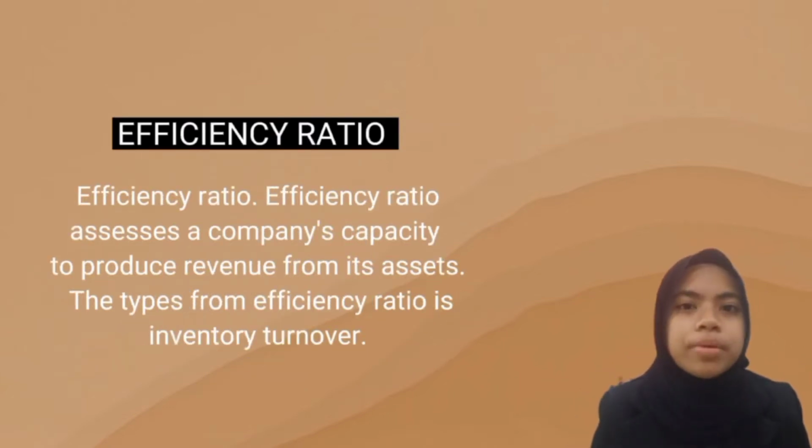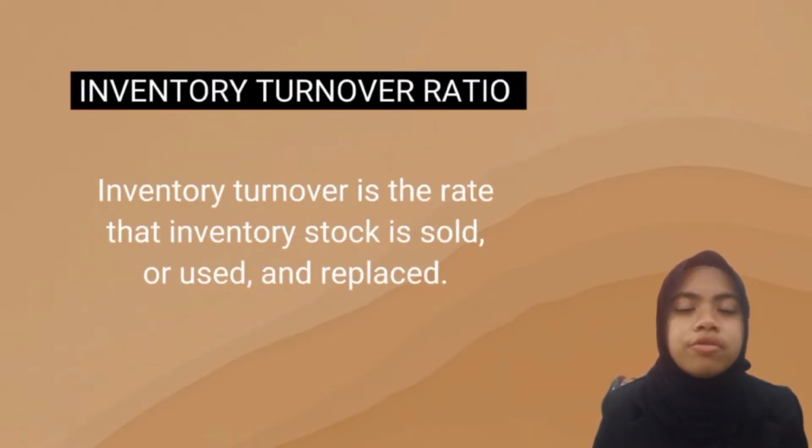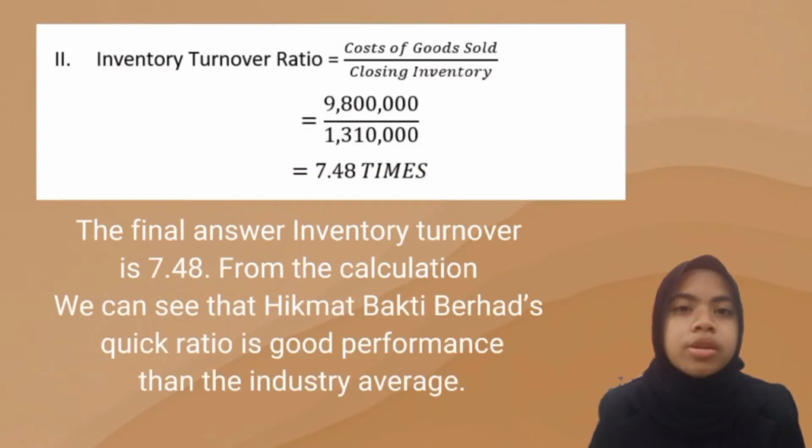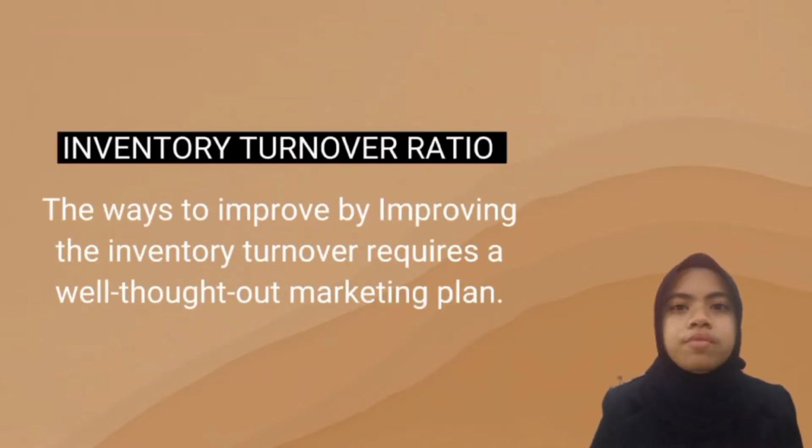Efficiency ratio assesses a company's capacity to produce revenue from its assets. The first type of efficiency ratio is inventory turnover. Inventory turnover is the rate at which inventory stock is sold or used and replaced. The final answer for inventory turnover is 7.4x. From the calculation, we can see that Hikmat Bati Berhad's quick ratio is better than the industry average. The way to improve the inventory turnover requires a well-thought-out marketing plan.